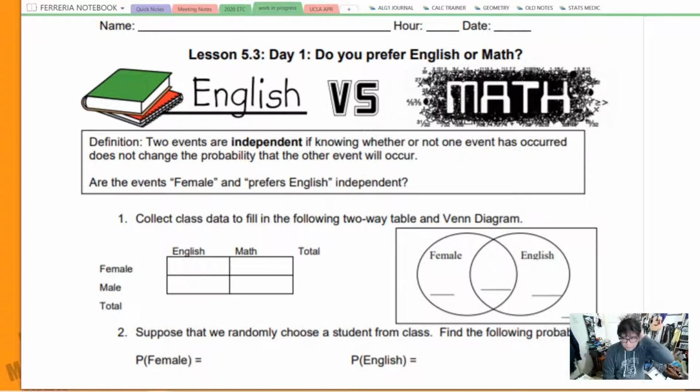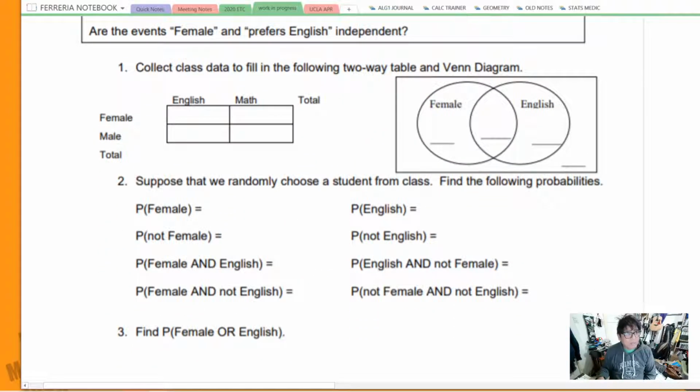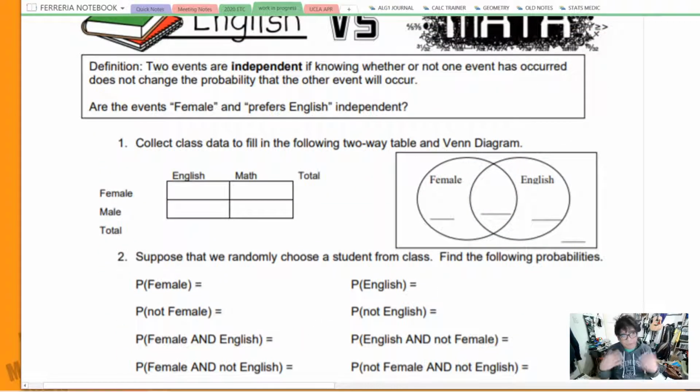So let's gather our data. Most of the time people will say, yeah, of course it's independent. If I know a person's female, that doesn't mean I'm going to know whether or not they prefer English. That's the general way of thinking. You're going to find out that that's wrong in here.